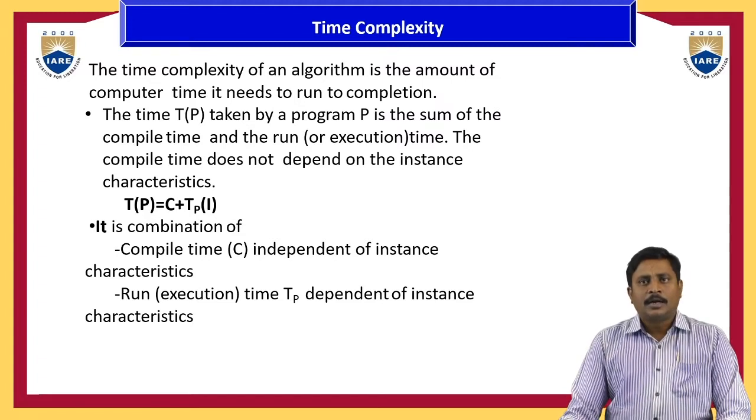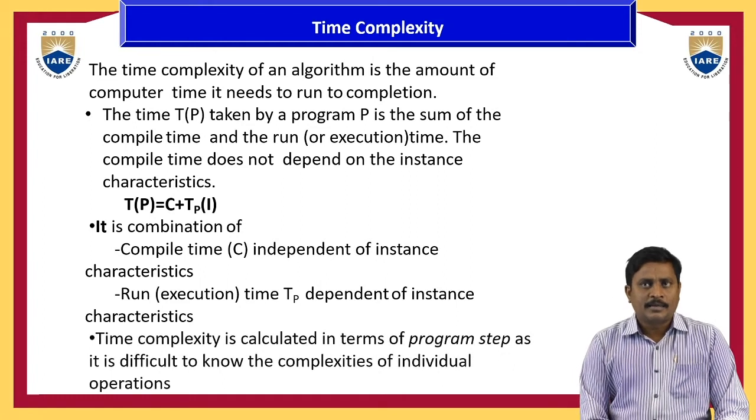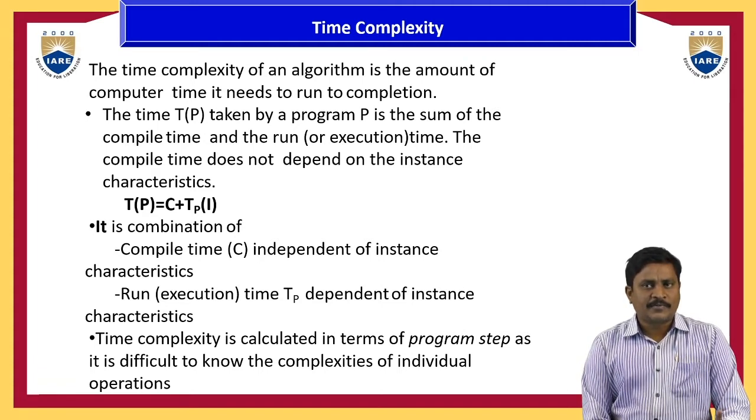Once again, listen. The time complexity of an algorithm is the amount of computing time it needs to run the program. The time complexity depends on compile time and run time. So we write T of P as C plus TP of I. C is a constant value, the compile time, independent of instance characteristics. TP of I is the run time, which depends on the instance characteristics. Time complexity is calculated in terms of program steps, as it's difficult to know the complexity of individual operations.